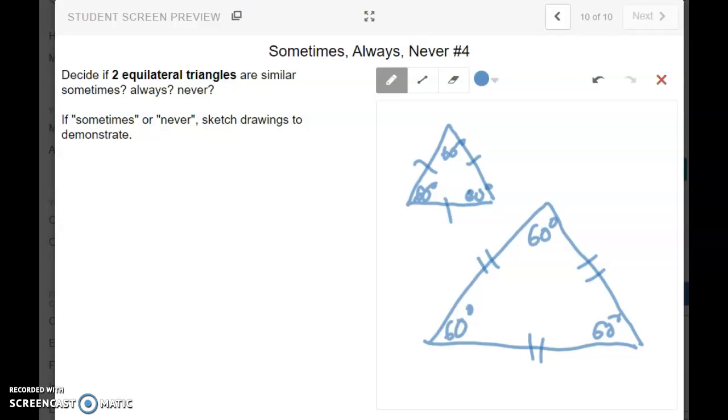But look at that, okay? So you have two pairs of corresponding angles that are congruent. That means by AA similarity, they are always going to be similar. Okay?